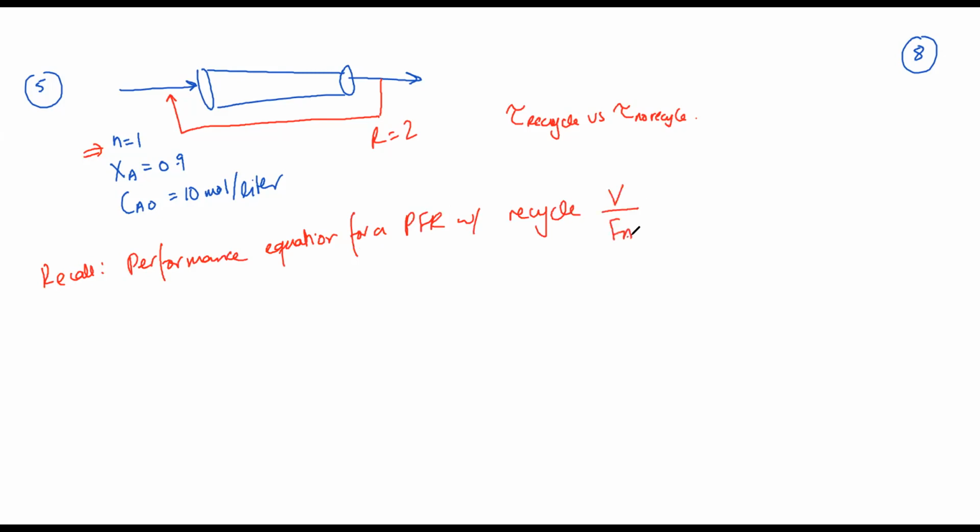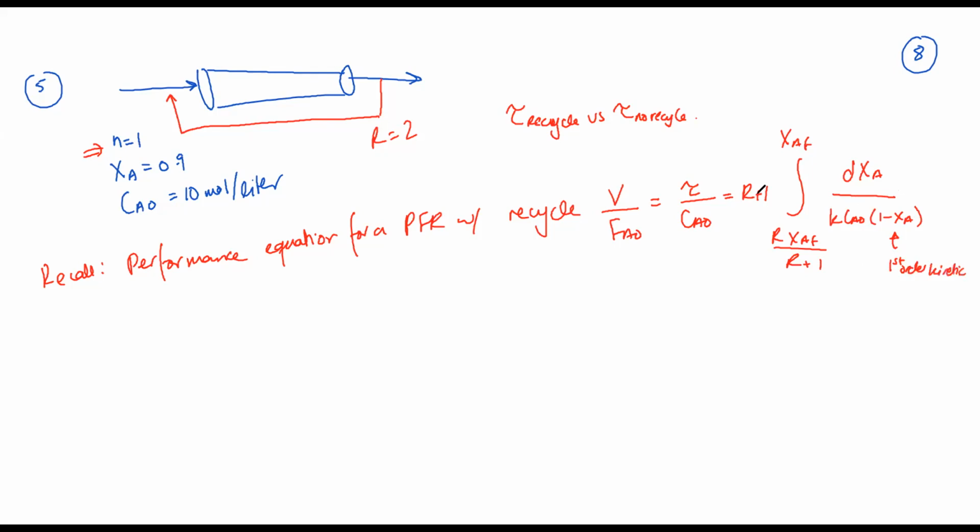V over FA0 is equal to tau over CA0 is equal to R plus 1 integral from R XAF over R plus 1 all the way to XAF of dXA over minus RA, and in this case minus RA, because it's first order, I'm going to just rewrite this directly in the first order form, which is K CA0 of 1 minus XA, right? And this is for first order kinetics.